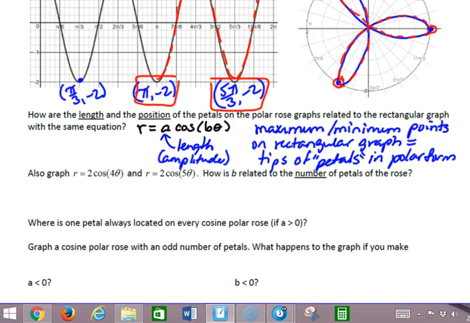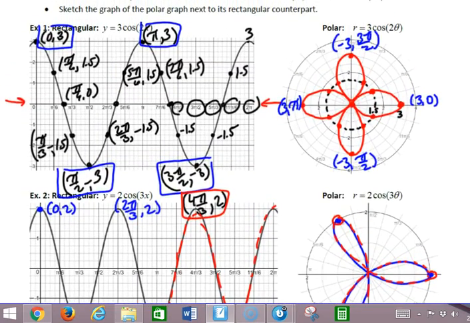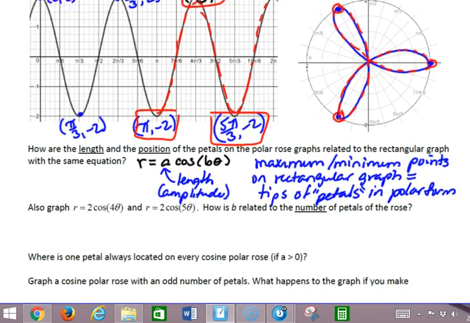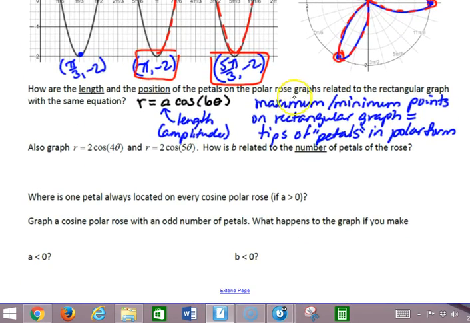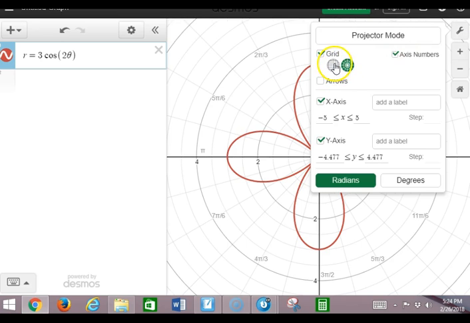Now, the other thing we'd like to look at is how do we tell how many petals? So when we had 3 cosine 2 theta, we had 4 petals. When we had 2 cosine 3 theta, we had 3 petals. So we're going to graph some extra ones and see how we can tell how many petals we actually have. So if we go to Desmos, I've graphed 3 cosine of 2 theta. I want to give you a couple tips for graphing on Desmos. First of all, if you go to this little wrench here, the graph settings, you can switch from grid XY to polar form.